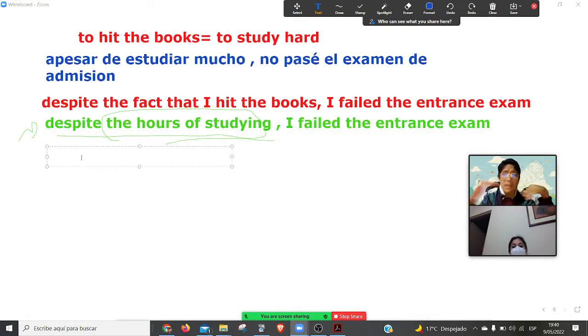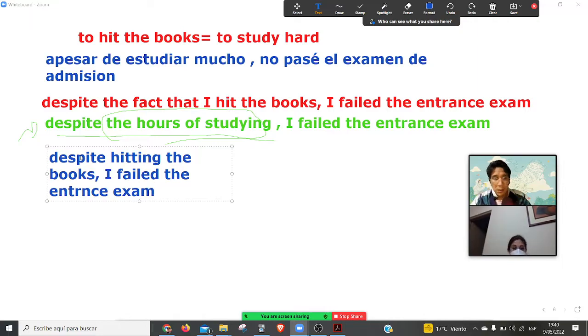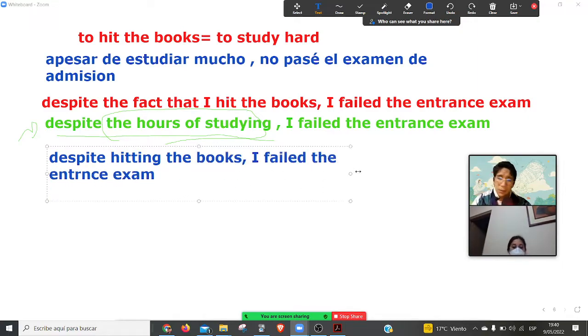It's the same, so you can say, despite being studying, a pesar de estar estudiando o a pesar de estudiar de frente. Despite studying hard, or despite hitting the books. What happened? I failed the entrance exam. Did you understand? Yes. Puedes poner despite hitting the books, ¿ok?